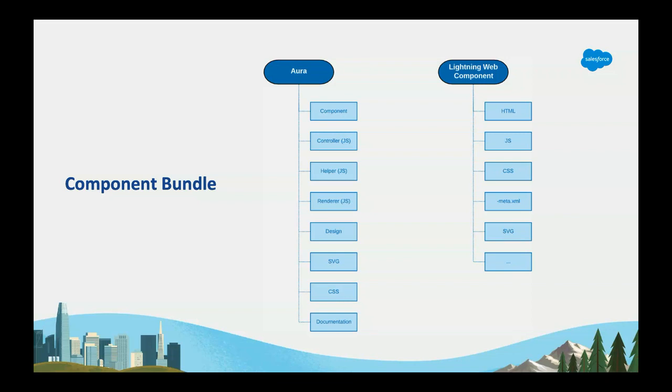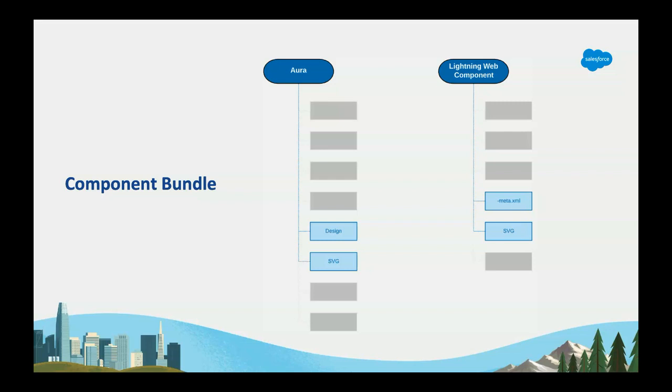These are probably familiar concepts if you're writing an Aura component. Some of the files within the bundle are the component file, the controller, the helper, and so on. If you're building a Lightning Web component, the bundle looks a little different. It consists of an HTML file, a JavaScript file, and so on. Now, for this session, we're going to be focusing on 2 files from each of these bundles. For Aura components, we're going to be focusing on the design file and the SVG. I'll get to what they contain in a minute.